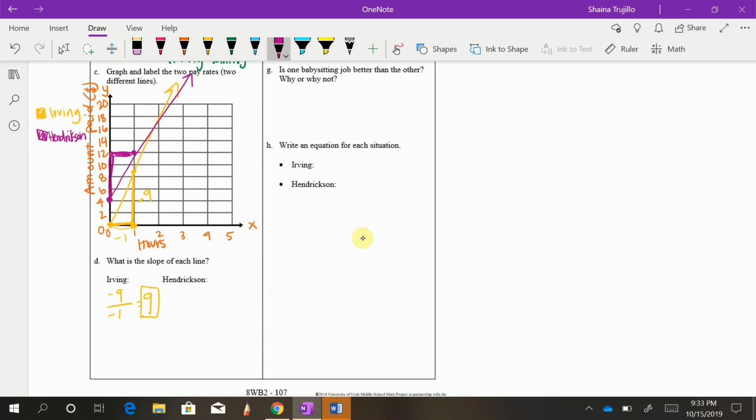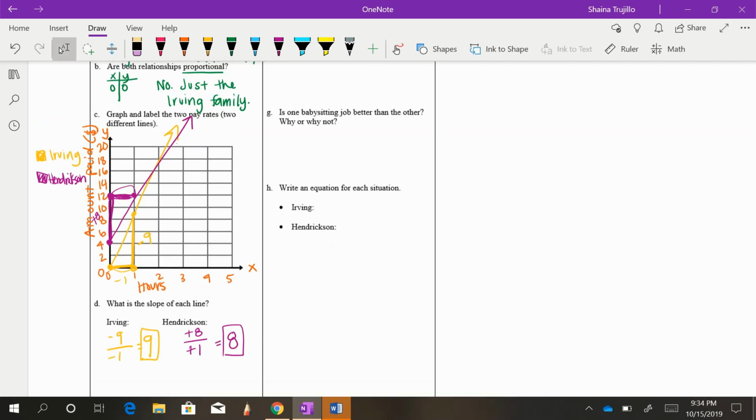Okay, the Henriksens. Purple. Okay, I'm going to start at this point. It really doesn't matter which point you start at, just as long as you make sure that the signs are indicative of what direction you go. So if I'm starting at 4 and I go up to 12, that means I have increased by 8. And if I'm starting at 0 and I go over to 1, that means I've increased by 1. That means that my slope is 8, or $8 per hour.